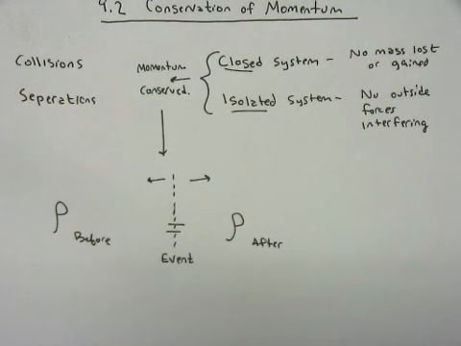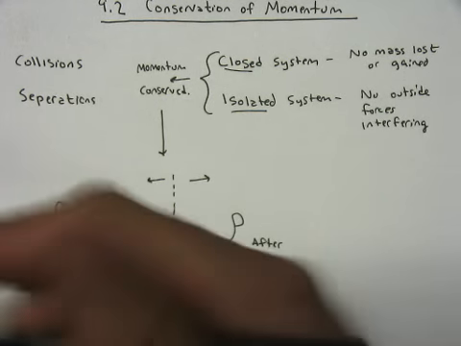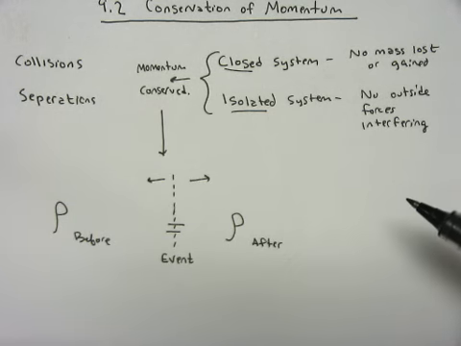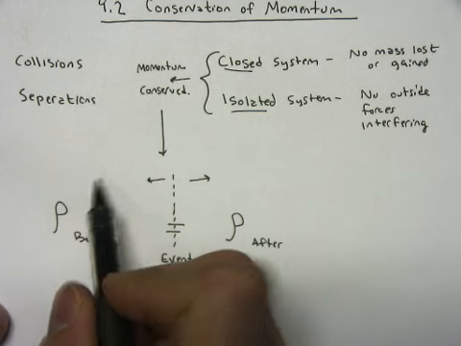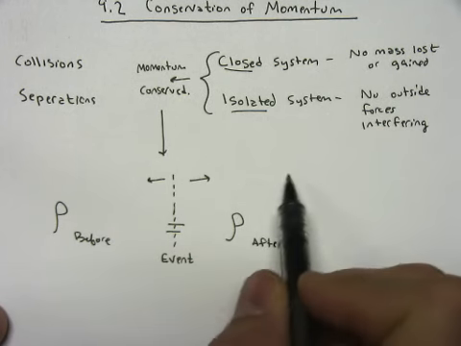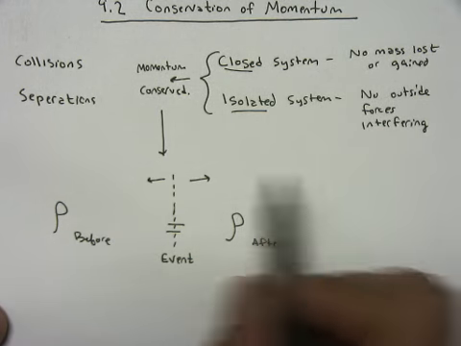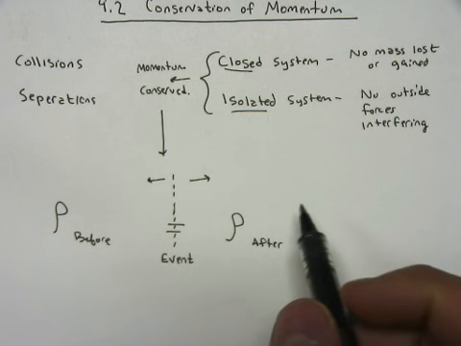Like for instance, firing a gun. If you shoot a gun, you get this kick, that recoil. The momentum before and the momentum after are the same. Before, the gun is just still, and then after, you've got the bullet going to the right and the gun going to the left, and the momentums will be the same.